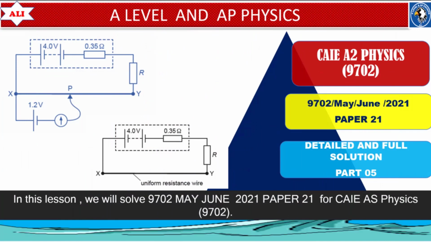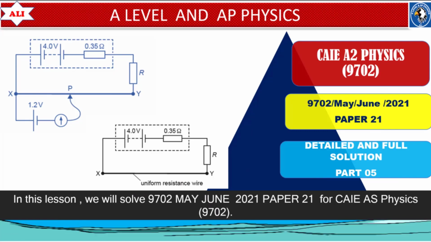Welcome to A-Level and AP Physics. In today's lesson, we will discuss a typical type of question on electricity from May-June 2021, paper 2-1.